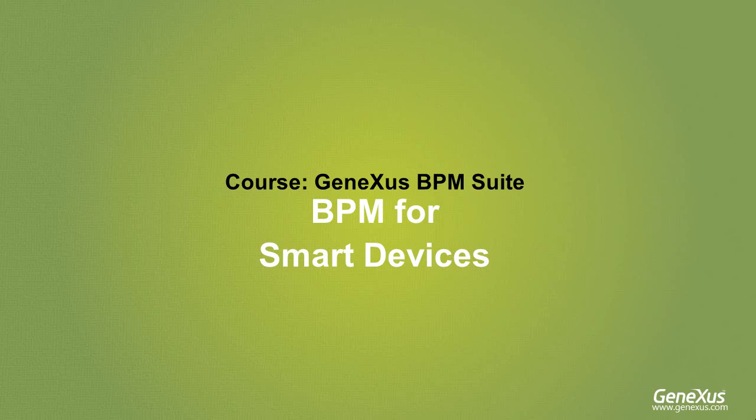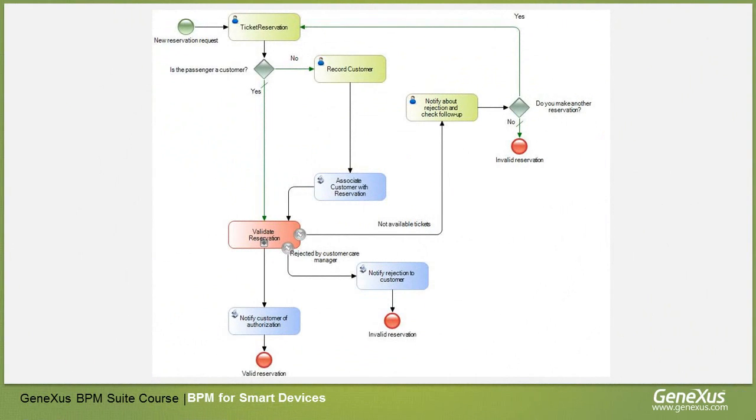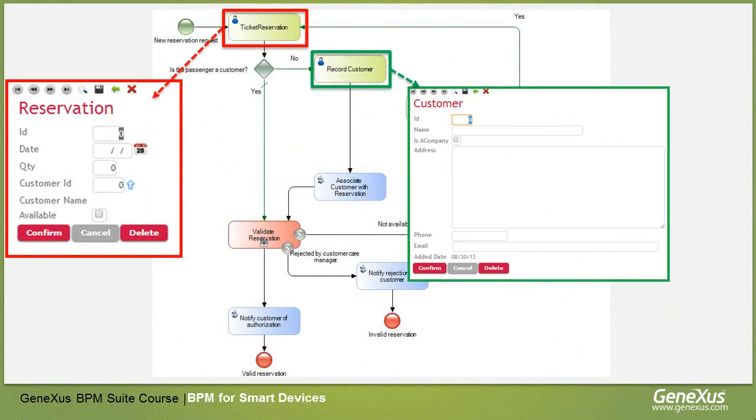So far, we've associated GeneXus objects executed on a web page to the interactive tasks of process diagrams. It's also possible to associate GeneXus objects executed on a smart device to user tasks. For example, suppose that we want to execute the process of entering a reservation at the travel agency from a mobile device.